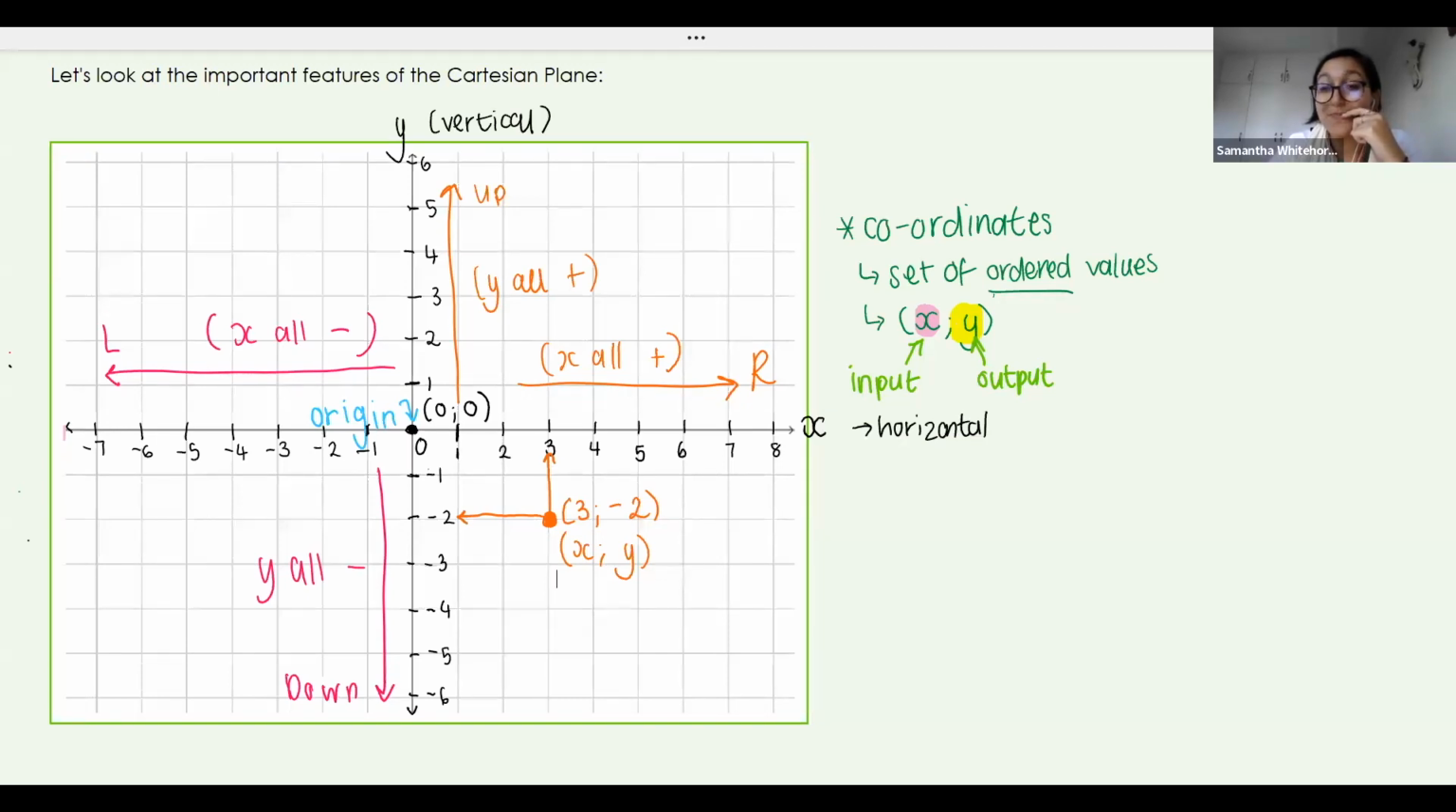Ma'am, what does it mean, the Cartesian plane? Okay, so the Cartesian plane is basically those two axes, the x and the y axis. It's just, who knows why, it's just a name that we give to the x and the y axis. Okay.